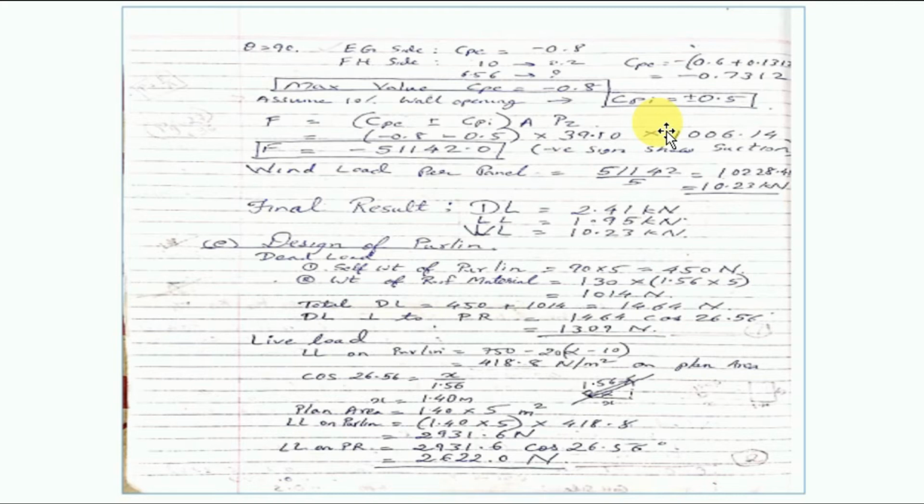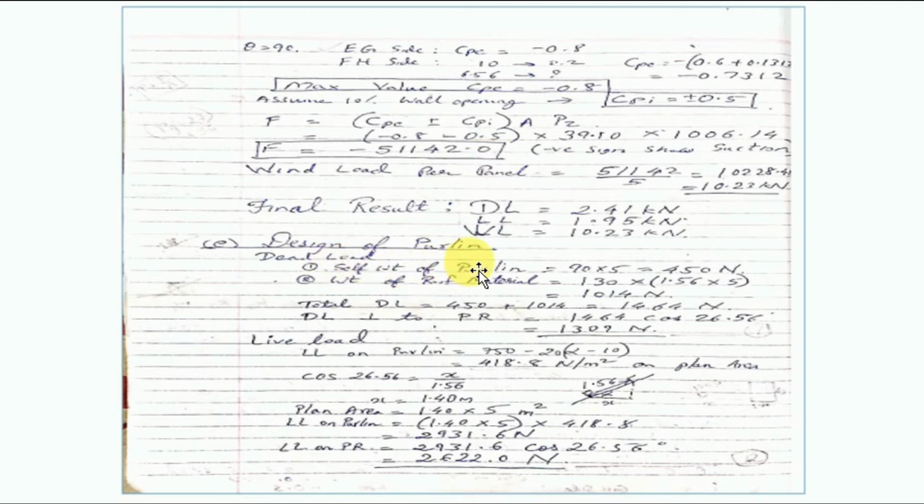Putting the CPE and CPI value in the wind load formula, we are getting minus 51142.0, as the negative sign shows the suction of wind load. For each panel, dividing by 5, we are getting 10.23 kilonewton. Final results we have already found out: dead load, live load and wind load.